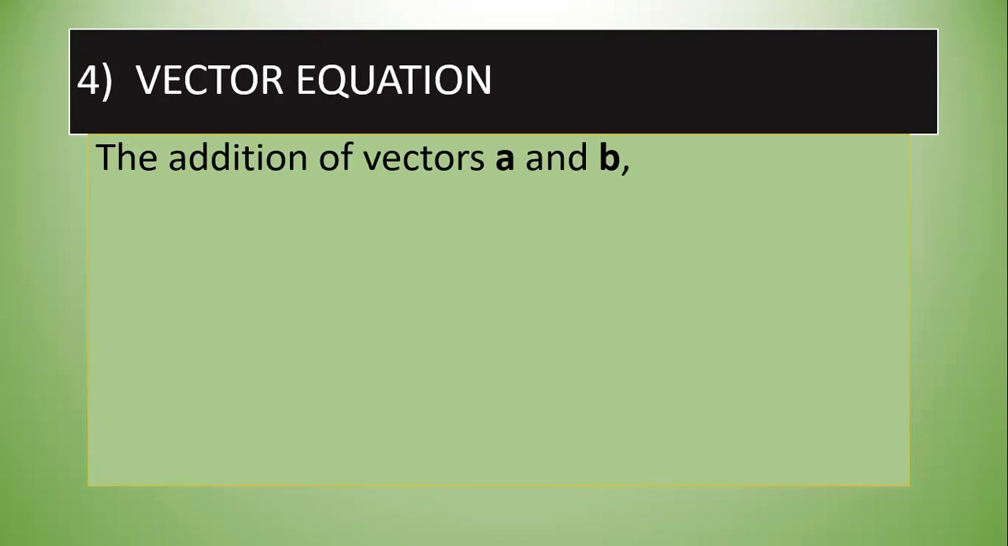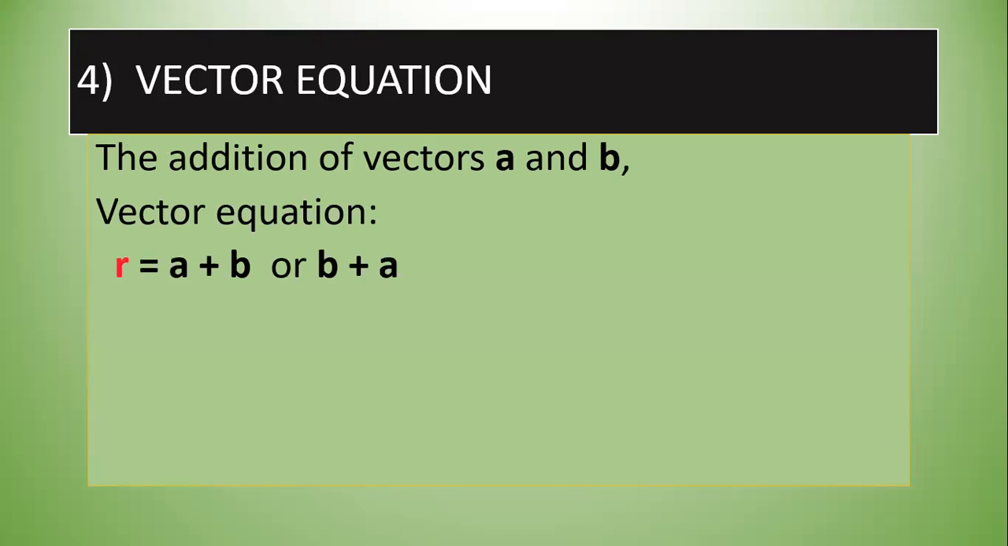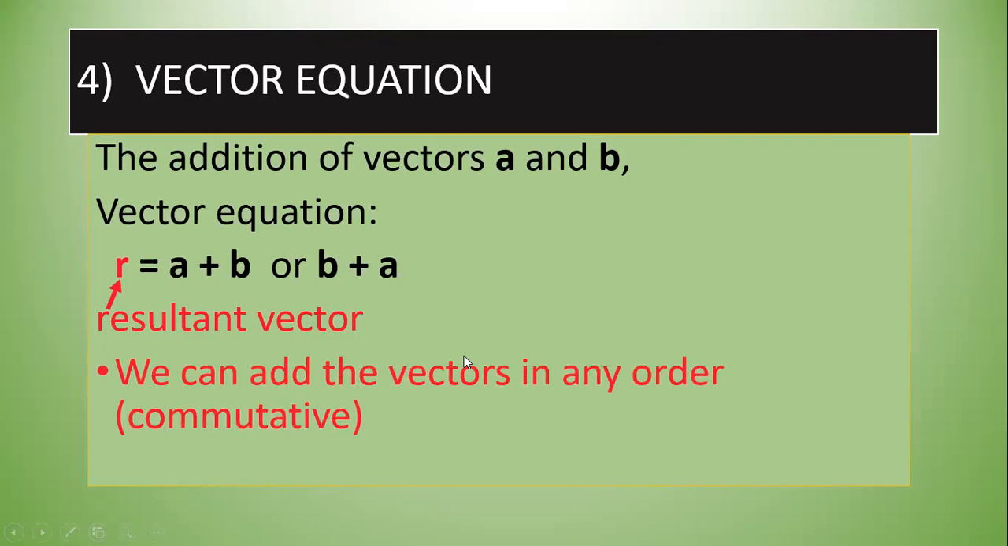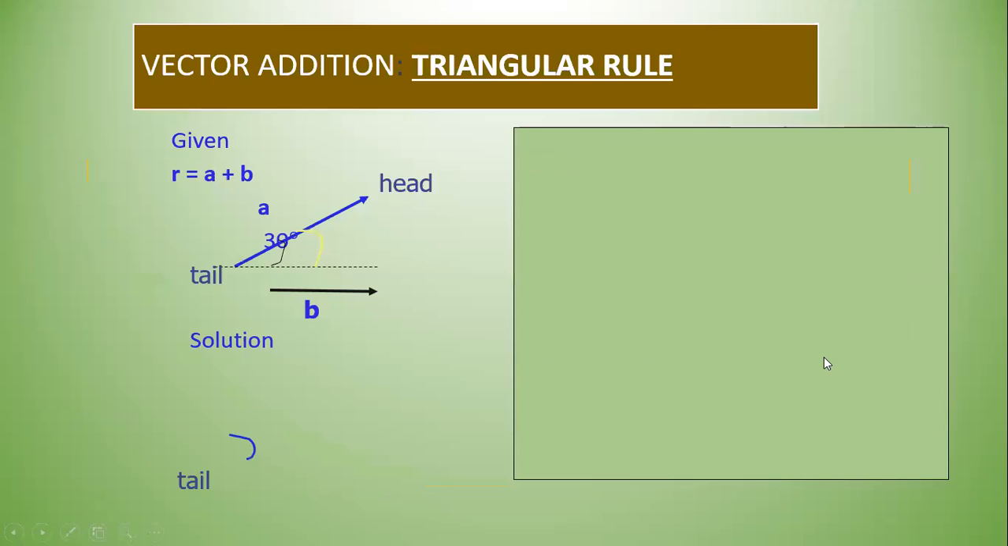Addition of vector A and vector B, we write the equation for R, the resultant. It can be A plus B or B plus A. R is the resultant vector. We can add the vectors in any order. It's called commutative. It doesn't matter whether A plus B or B plus A.